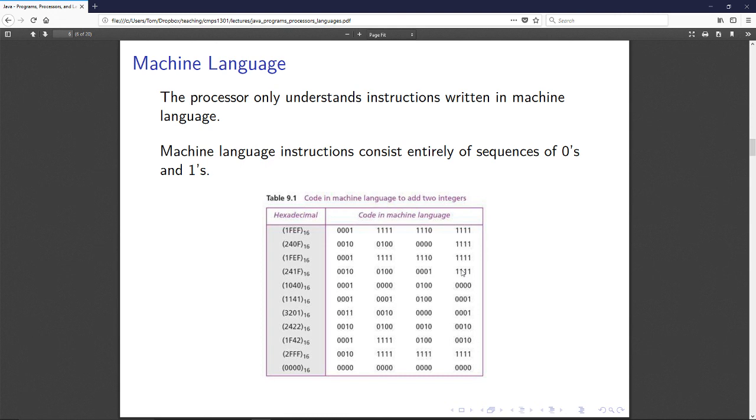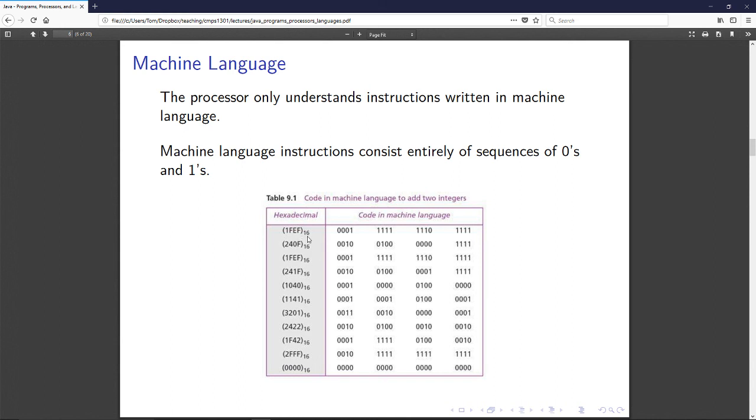The reason why is because that's easier for engineers and chip designers to implement inside the computer. That language of zeros and ones is the only language that the chip will understand.